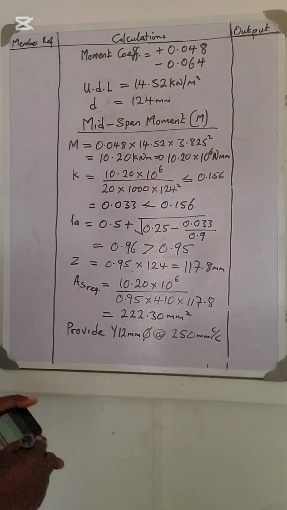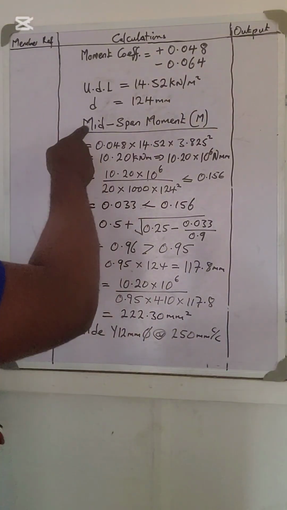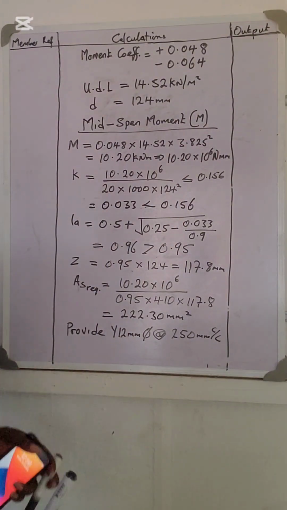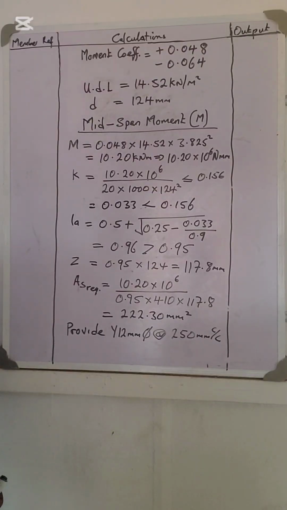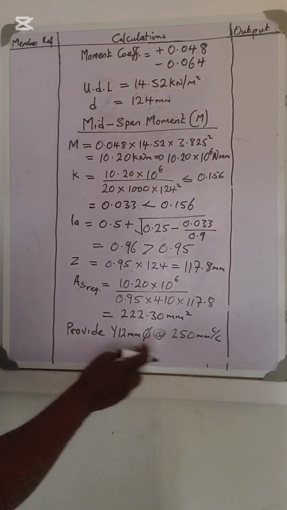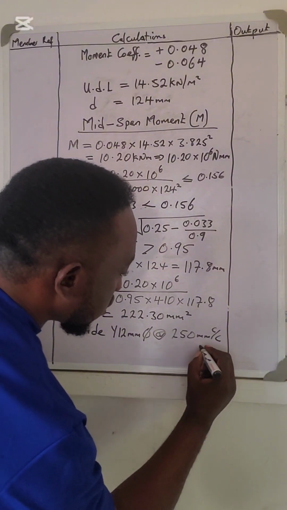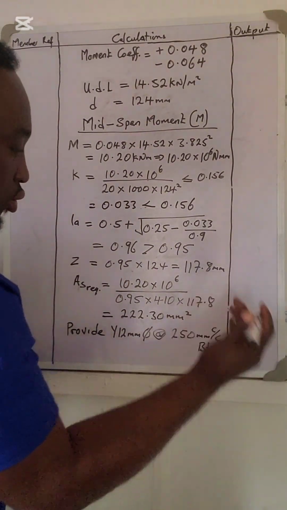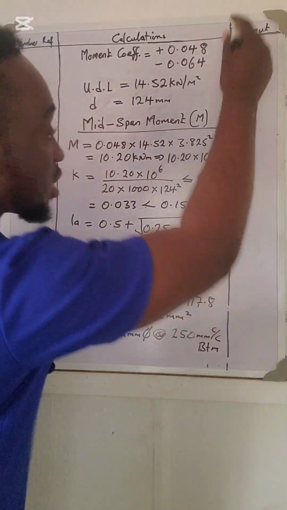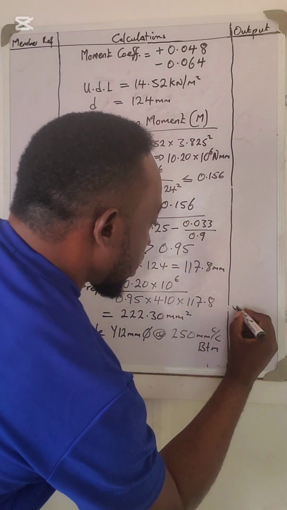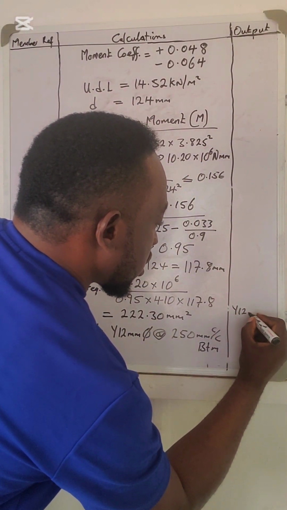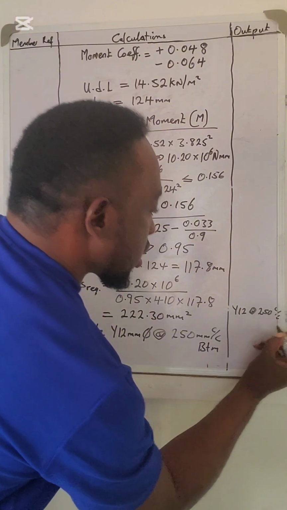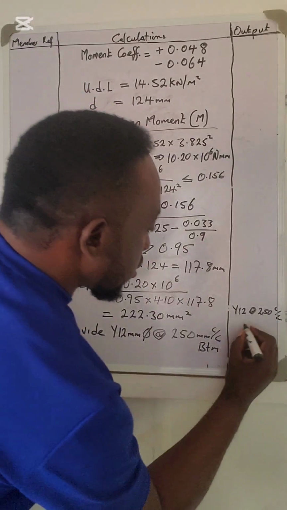Now, where are we going to place this one? Because I told you that when you are designing for the mid-span moment, the tension is at the bottom. So you put your reinforcement at the bottom. Now call it bottom. After getting your value, you can come to this point. This is the output. You now say Y12 at 250 center to center, bottom.